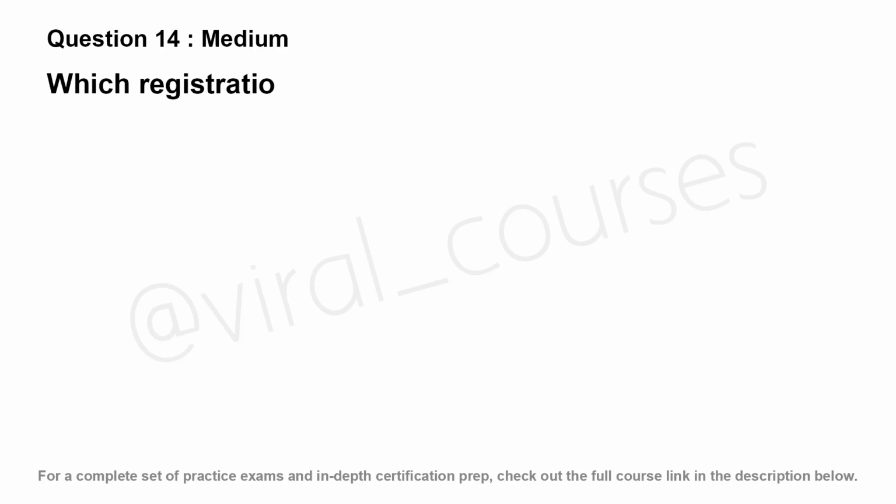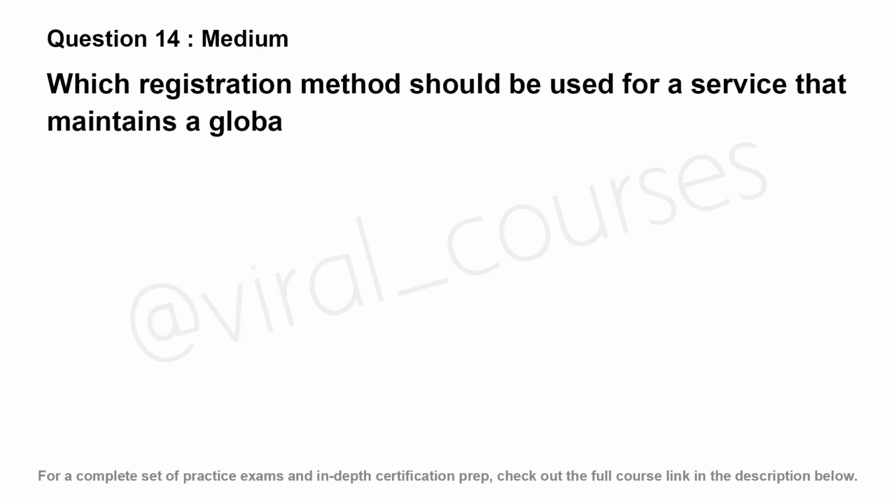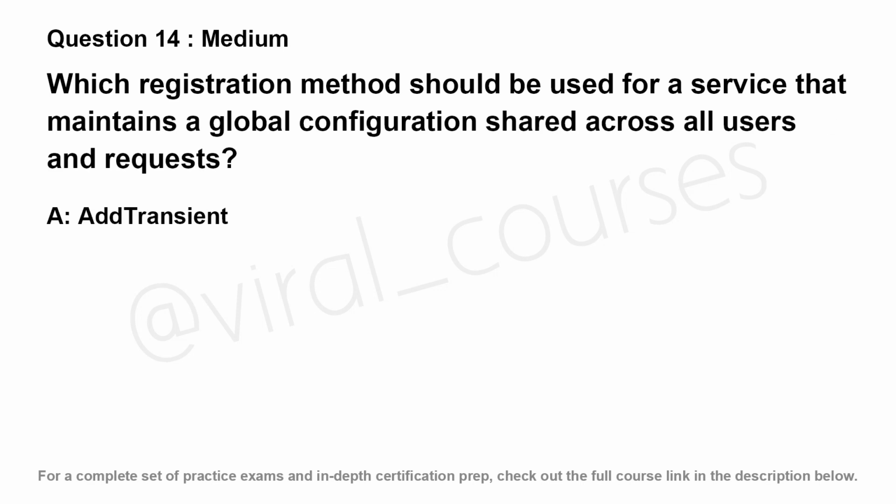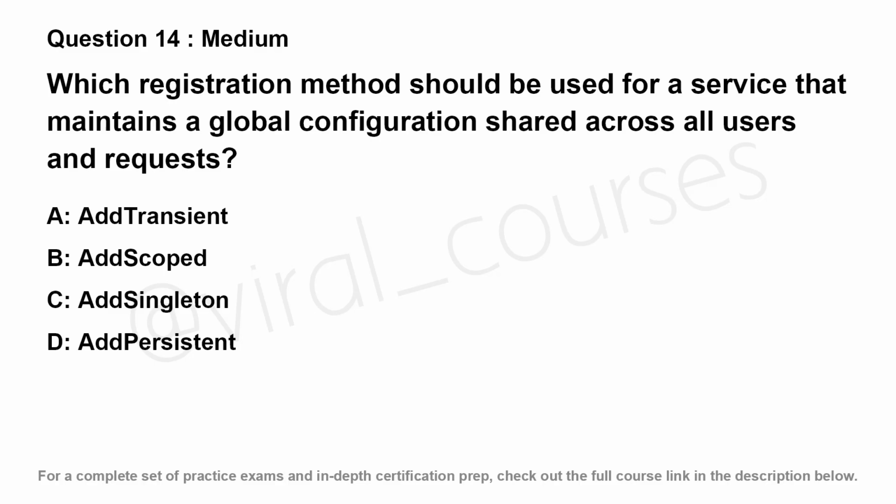Which registration method should be used for a service that maintains a global configuration shared across all users and requests? Option A, AddTransient. Option B, AddScoped. Option C, AddSingleton. Option D, AddPersistent.